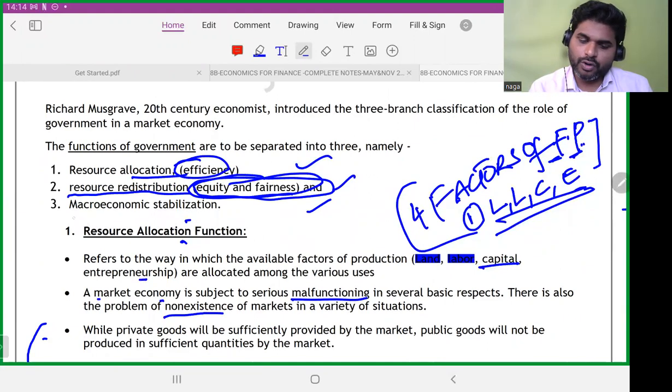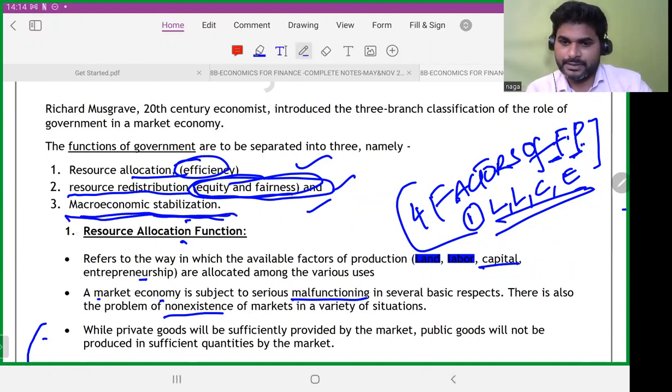Next, we have something called the stabilization function of the government, the macroeconomic stabilization function. This is something we will discuss in detail. Three functions: allocation, redistribution, stabilization. We discussed allocation and redistribution. Now we are talking about the stabilization function of the government.